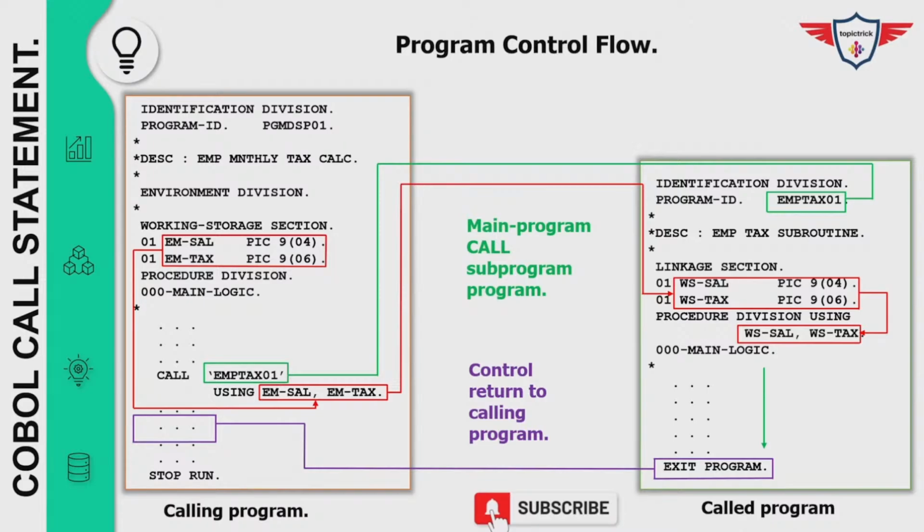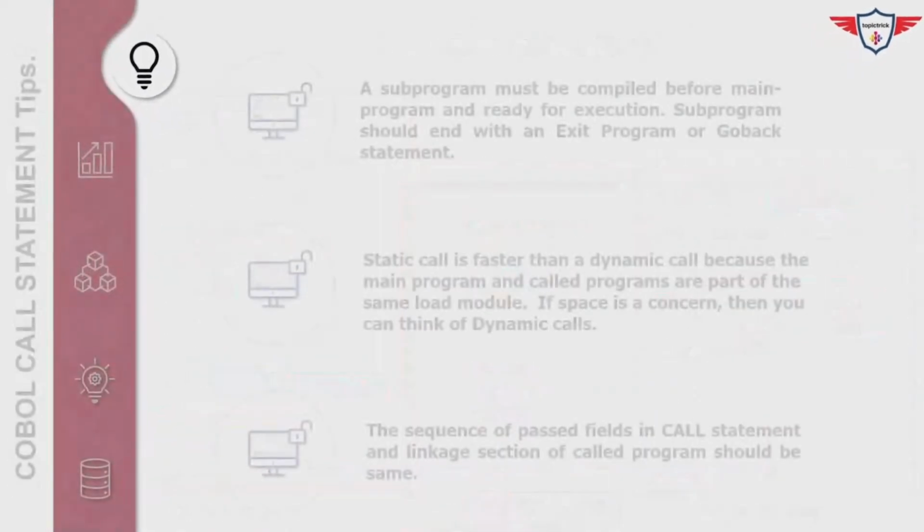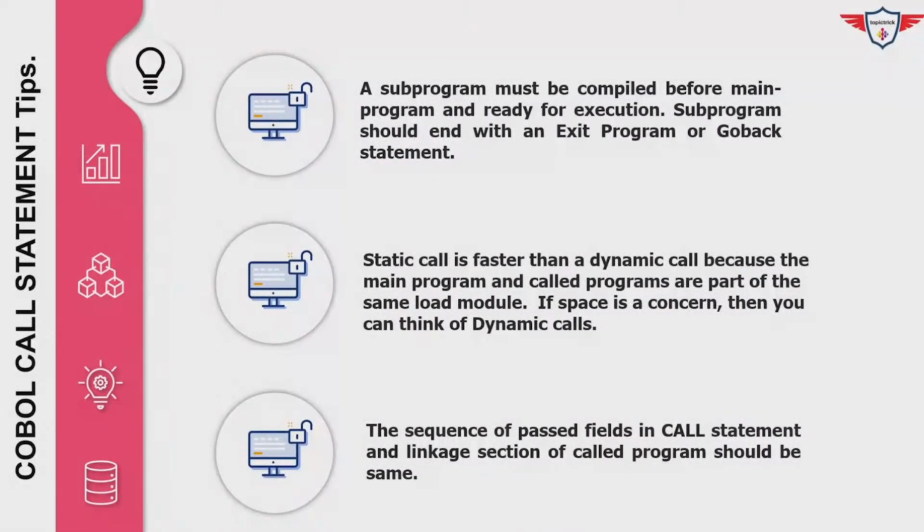The way I've done it, in the main program I'm using EMP-SAL, and in my subprogram I'm using WS-SAL. Now let's go through a couple of important points related to the COBOL call statement. The first point is that a subprogram must be compiled and ready for execution before you actually compile your main program. And you should always use EXIT PROGRAM or GOBACK in your subprogram. You should never use STOP RUN.